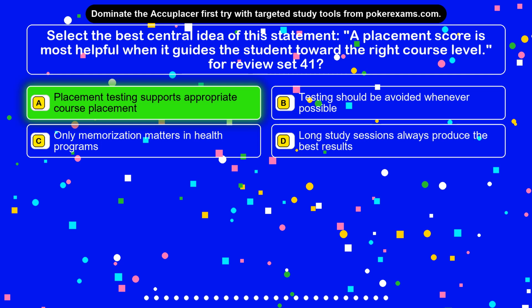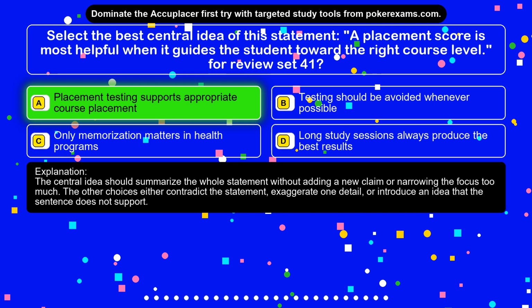The correct answer is option A. Placement testing supports appropriate course placement. The central idea should summarize the whole statement without adding a new claim or narrowing the focus too much. The other choices either contradict the statement, exaggerate one detail, or introduce an idea that the sentence does not support.